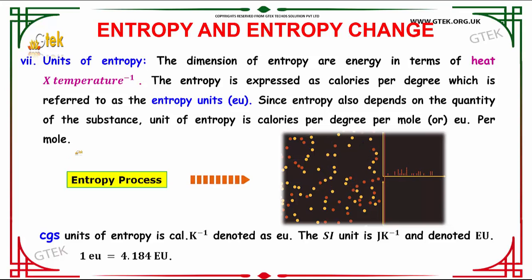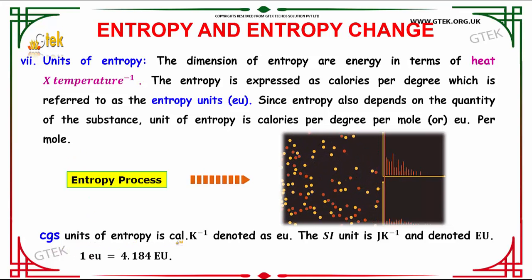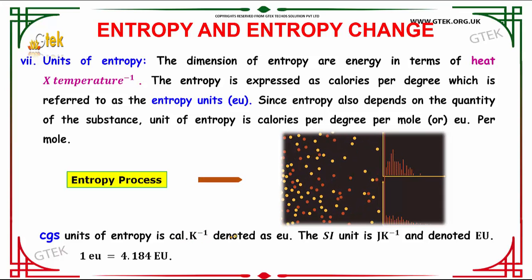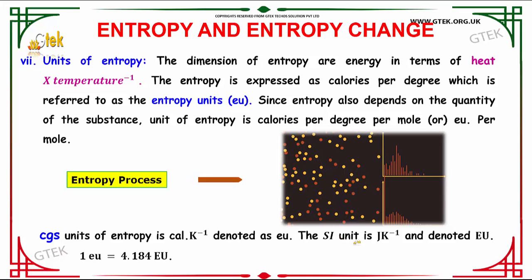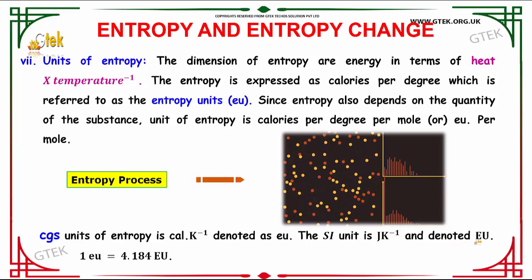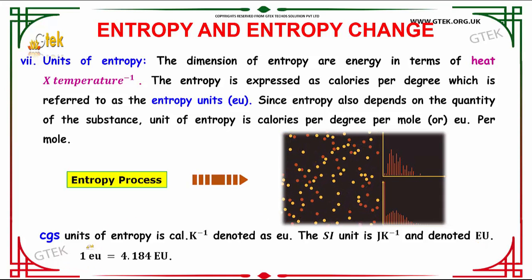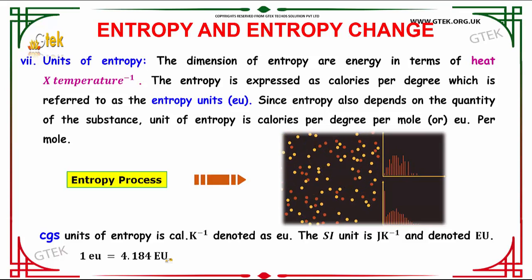So per mole. The CGS unit of entropy is calorie per Kelvin, which is denoted as eu. The SI unit is joule per Kelvin and denoted by EU. So 1 eu, small eu, is equal to 4.184 capital EU.